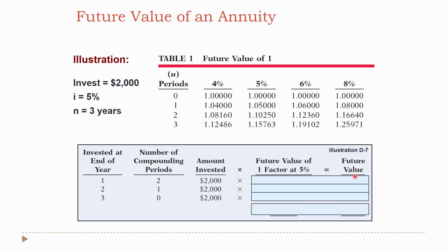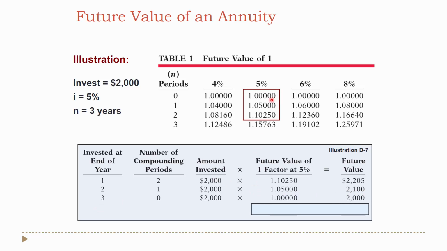So the factor that we would use for our 5% here would be the 1.10250, the 2 years. The money we put in at the end of year 2, it's only going to get compounded for 1 year, so we would go up and use the 1.05. And the money that we put in at the end of year 3, it isn't going to have any time to compound because we're putting it in at the end of the year, and so the factor would actually just be 1. And so the total amount that we would get for these investments would be $6,305.